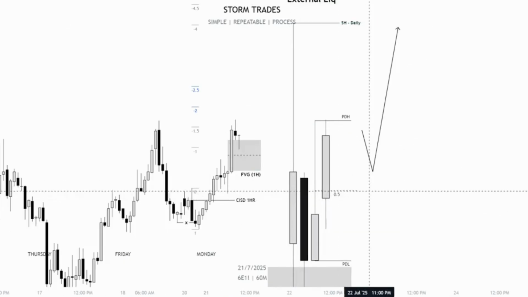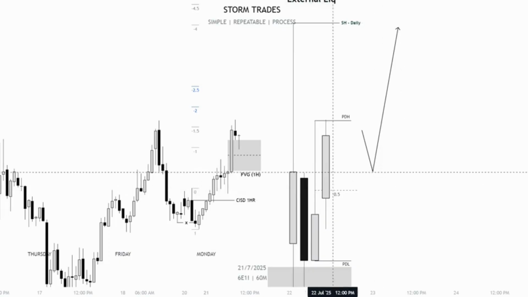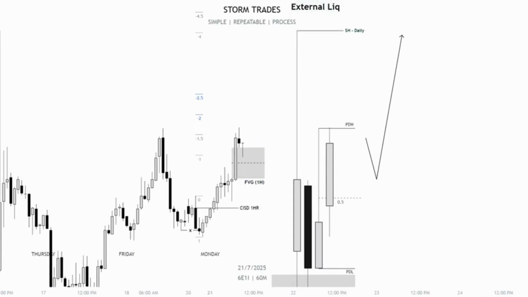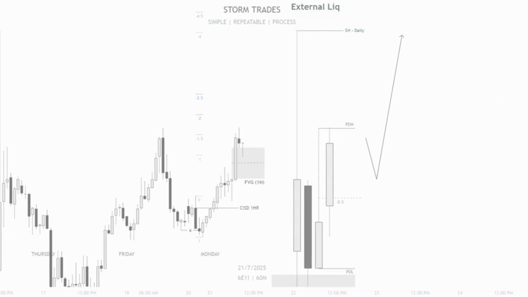Now, in order for me to engage my M5 time frame, I do need to see a sweep into an hourly POI. I have that right here, so I'm going to go ahead and move down to the M5 time frame.